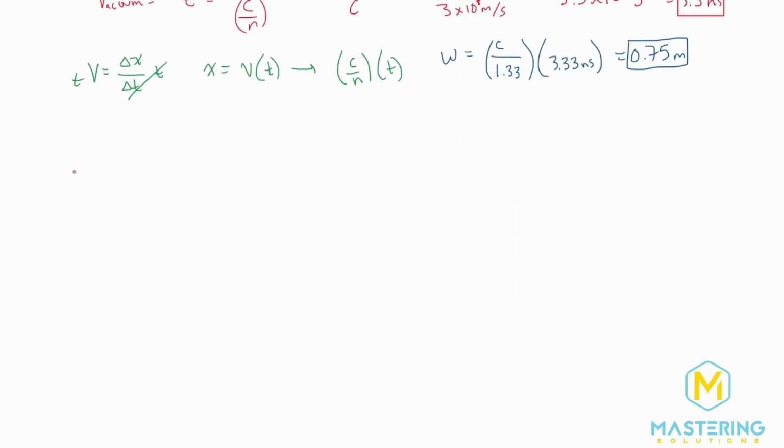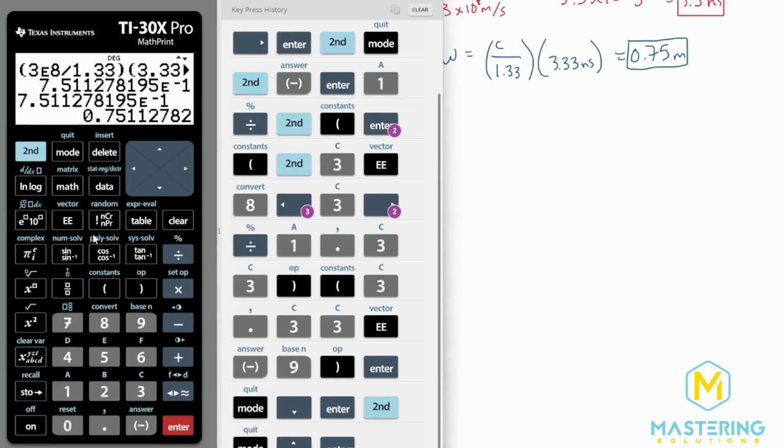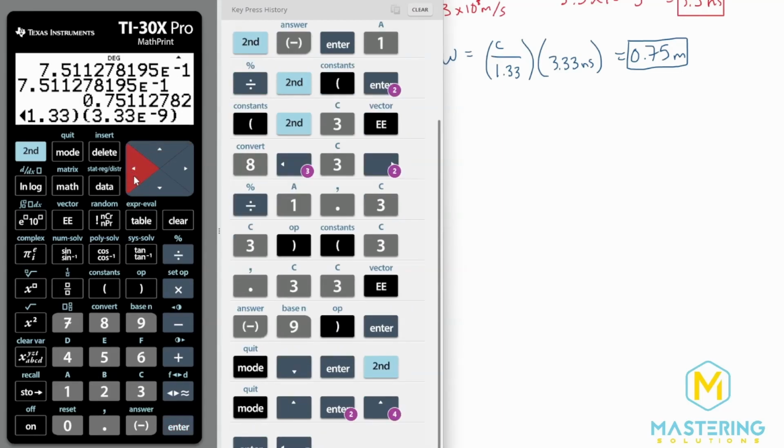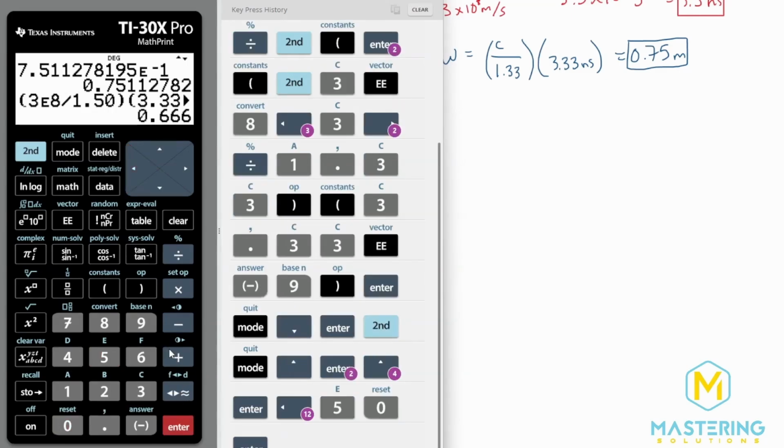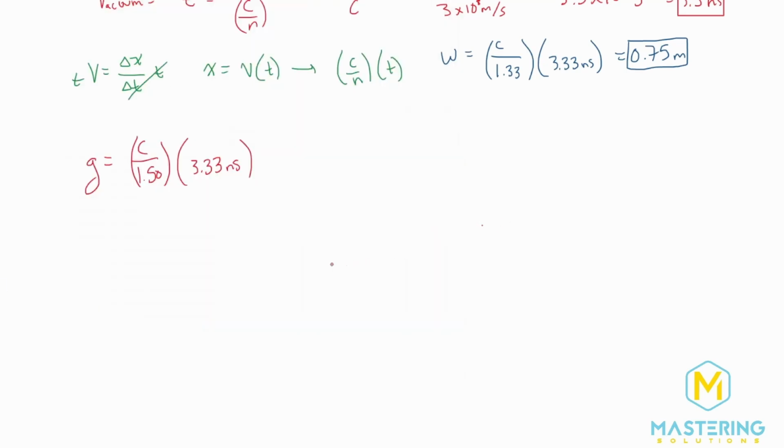Okay, so now let's do glass. So glass is going to be equal to c divided by 1.5 for the index of refraction of glass times 3.33 nanoseconds. And if we go to our calculator, we can just take the same thing and we're basically just changing the index of refraction. That's all we're changing. So 1.50, and that gives us 0.66. We'll round that to 0.67. So we have 0.67 meters for glass.